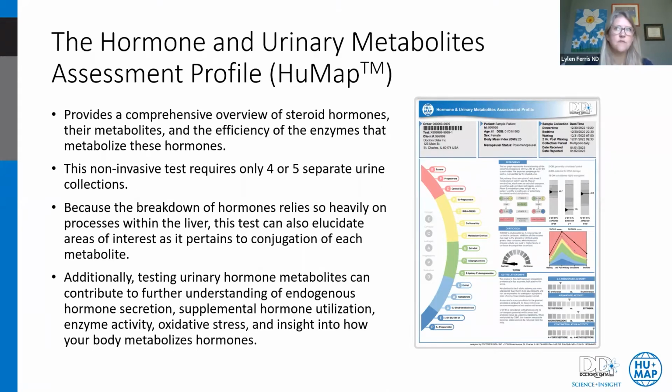This is a non-invasive test. It requires only 4 to 5 separate urine collections. Because the breakdown of hormones relies so heavily on processes within the liver, this test can also elucidate areas of interest as it pertains to the conjugation of each metabolite. Additionally, testing urinary hormone metabolites can contribute to further understanding of endogenous hormone secretion, supplemental hormone utilization, enzyme activity, oxidative stress, and then insight into how our bodies are metabolizing hormones.